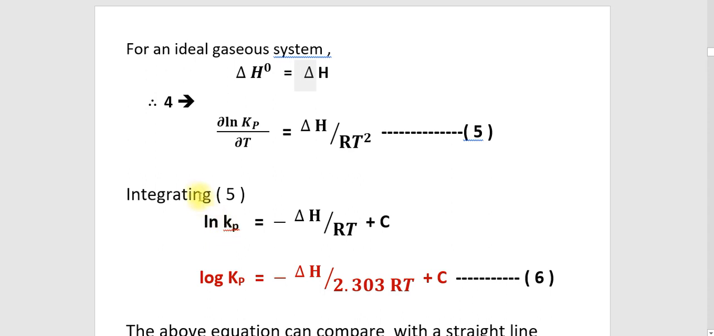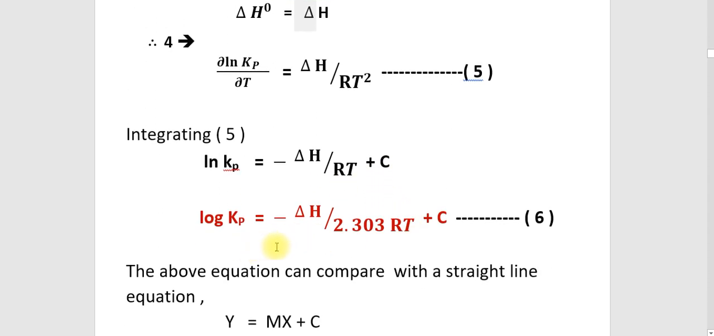ln Kp, the integral of ∂ln Kp by ∂T, is given as ln Kp is equal to minus ΔH by RT plus C. Therefore log Kp is equal to minus ΔH by 2.303 RT plus C. Okay, this equation can be compared with a straight line equation.